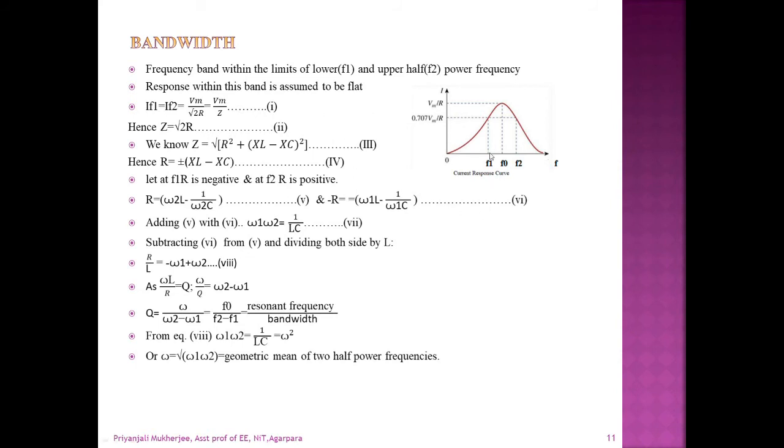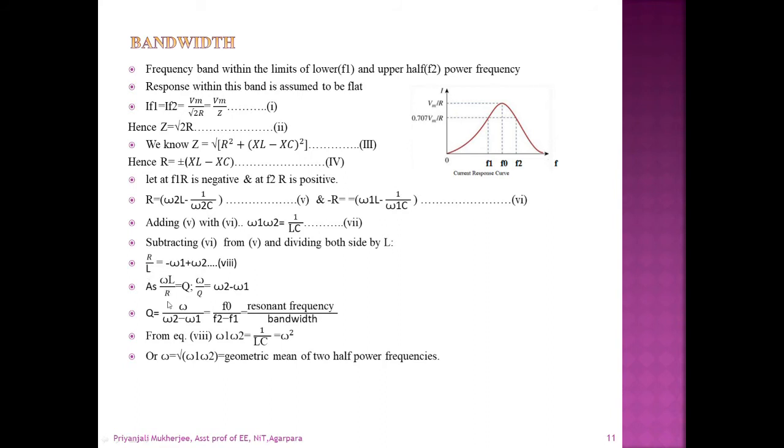Now we consider that at F1 frequency the R is negative and at F2 the R is positive. So we can say R is equal to omega 2 L minus 1 by omega 2 C, and minus R is equal to omega 1 L minus 1 by omega 1 C. If we add equation 5 with equation 6, we find that omega 1 into omega 2 is equal to 1 by LC, which is equal to omega naught square. And if we subtract equation 6 from equation 5 and divide both sides by L, we find that omega 2 minus omega 1 is equal to R by L.